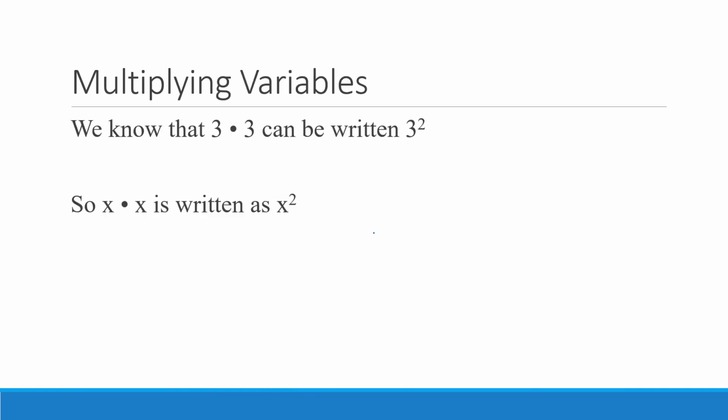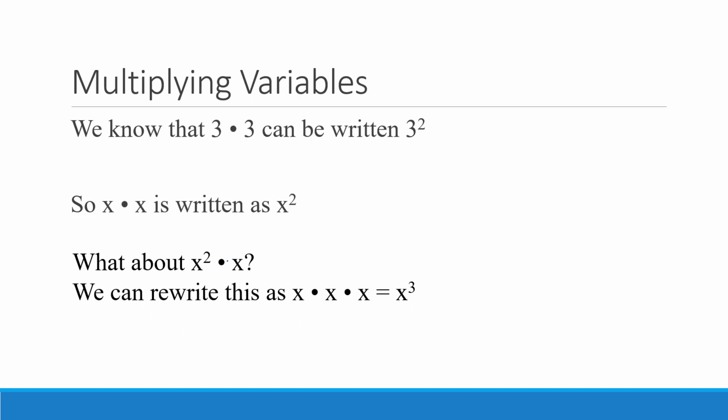Now let's talk about multiplying variables. So we know that 3 times 3 can be written as 3 to the second power. So when you have x times x, that can be written as x to the second power. But what about if you had something like x squared times x? What does this mean? You got to really think to yourself, how many x's am I multiplying together? Well, x squared means x times x. And then times another x, so how many x's am I multiplying together? Well, x times x times x can be written as x to the third.